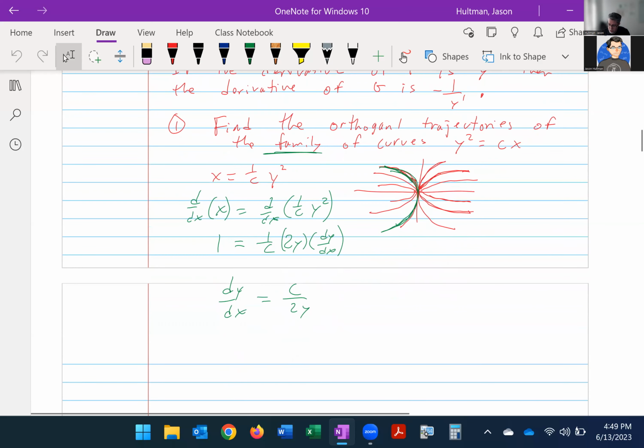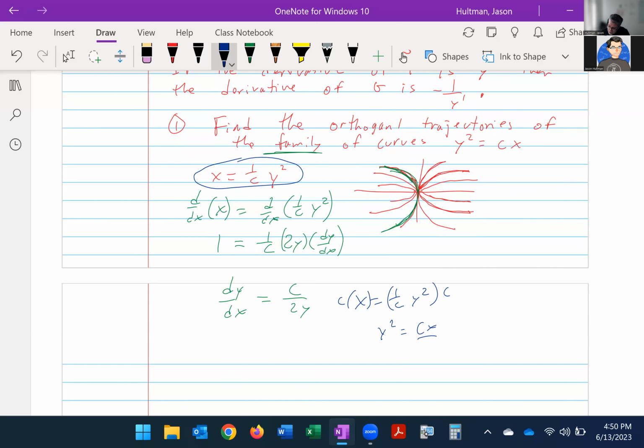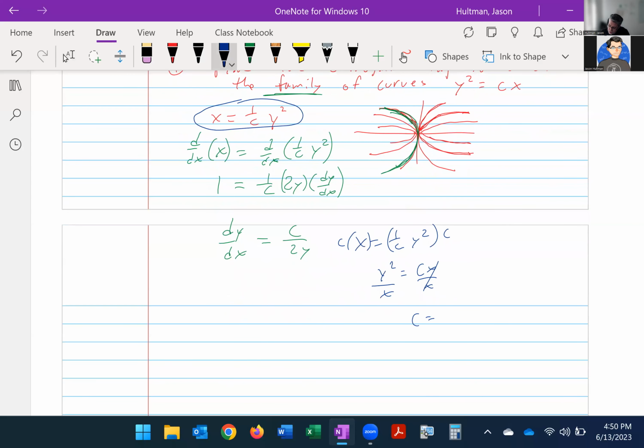One function for the derivative based on where you are at, x and y. So we're going to solve the original equation that we've been given for c and then plug it in so that we get just x and y. If I multiply both sides of this equation, x equals 1 over c times y squared, by c, we get y squared is equal to cx, and then we divide by x. We can see that c is equal to y squared over x.